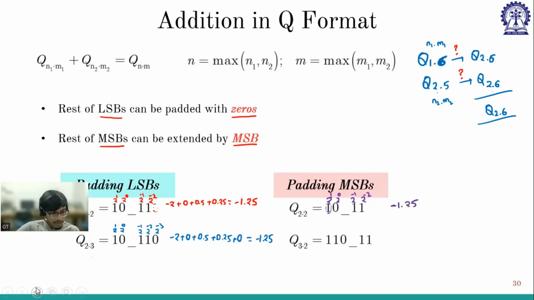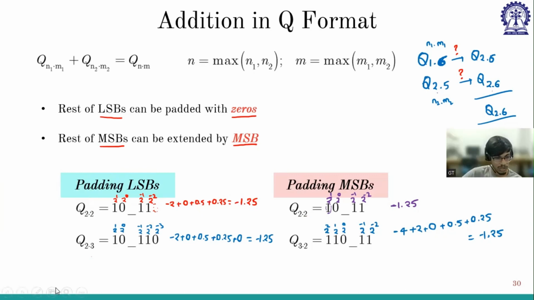Now we have to find whether the value will remain unchanged for this Q3.2 format. So this is 2 to the power 2, 2 to the power 1, 2 to the power 0, 2 to the power minus 1, 2 to the power minus 2. So it is minus 4 plus 2 plus 0 plus 0.5 plus 0.25. So this is minus 2 plus 0.75, the value is minus 1.25. So without changing the value, if I want to change the Q format and extend the LSBs, I will pad zeros.